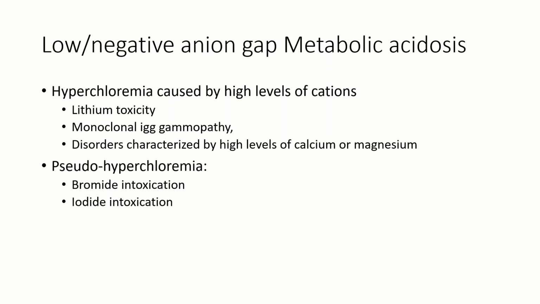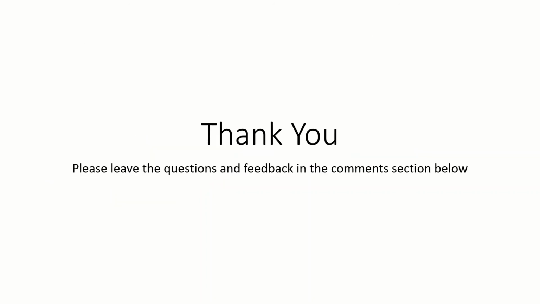And we are briefly going to touch upon the topic of low or negative anion gap metabolic acidosis. Hyperchloremia caused by high levels of certain cations like lithium toxicity, monoclonal IgG gammopathy, and some disorders characterized by high calcium or magnesium is going to lead to low or negative anion gap metabolic acidosis, and this is also going to be the case in pseudo hyperchloremia in case of bromide or iodide intoxication.